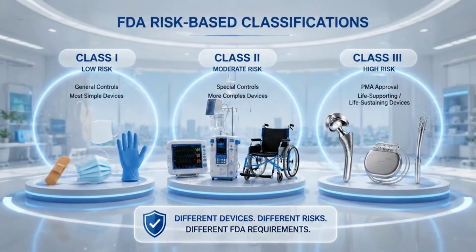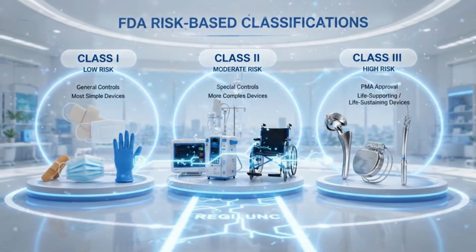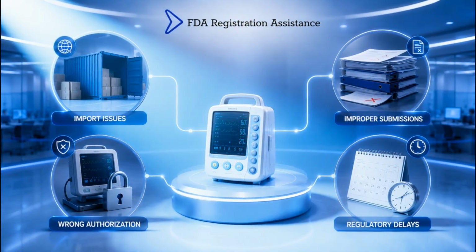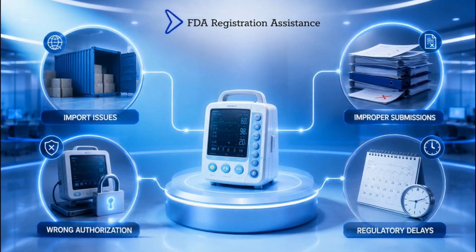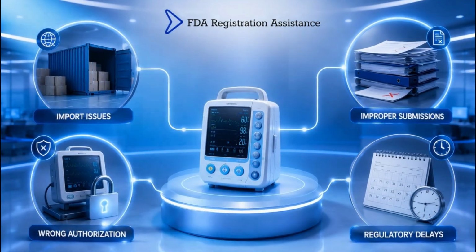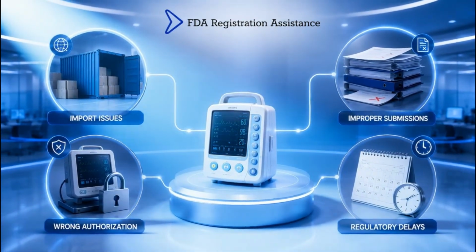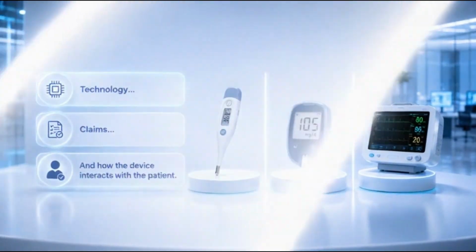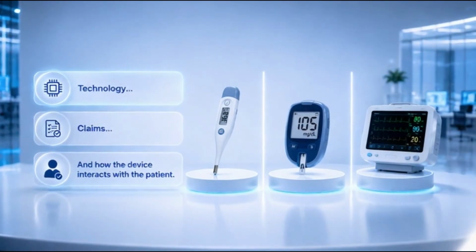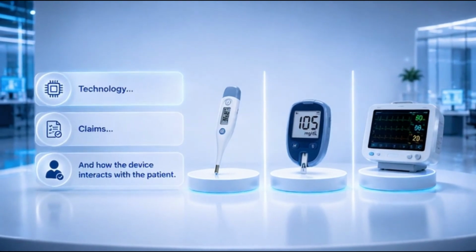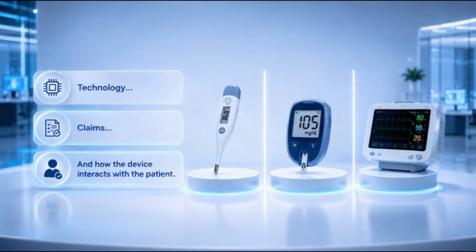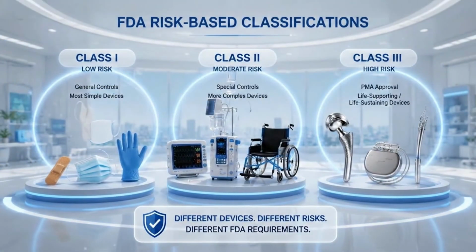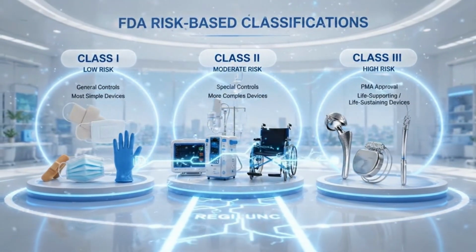One of the biggest mistakes companies make is assuming their product falls into the wrong FDA classification. Incorrect classification can lead to regulatory delays, import issues, improper submissions, or marketing products without the correct FDA authorization. Even similar-looking products may fall into completely different FDA classifications depending on intended use, technology, claims, and how the device interacts with the patient. That is why proper classification analysis is extremely important early in the product development process.